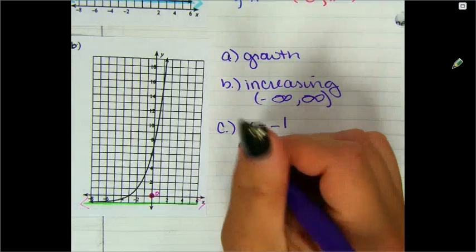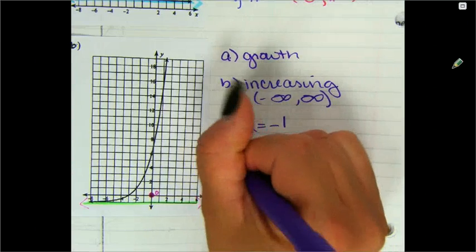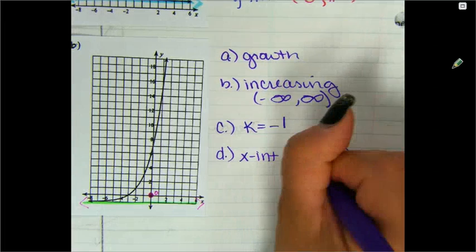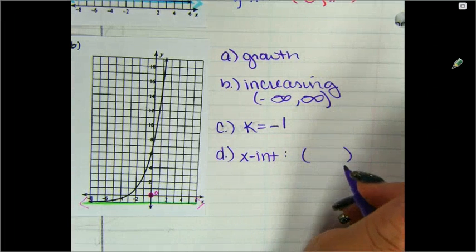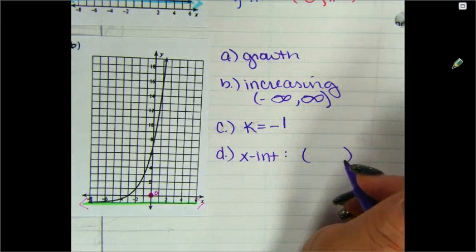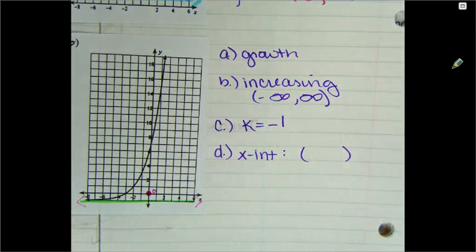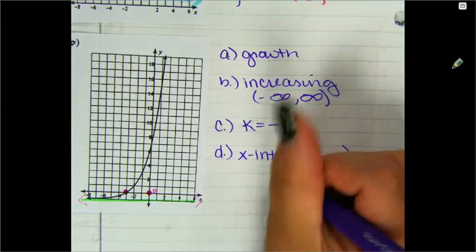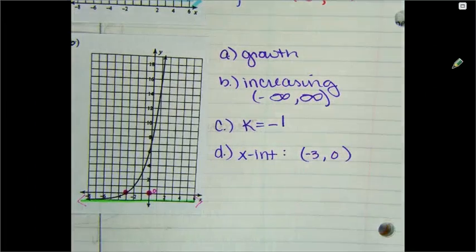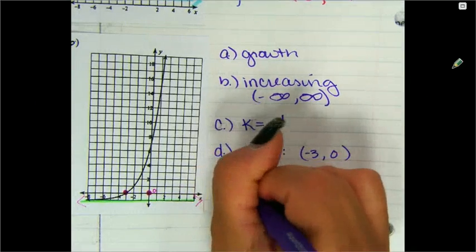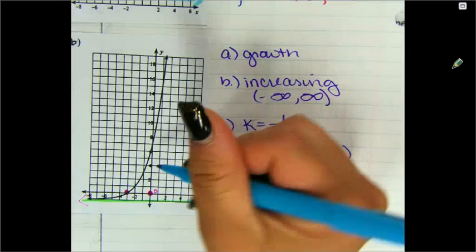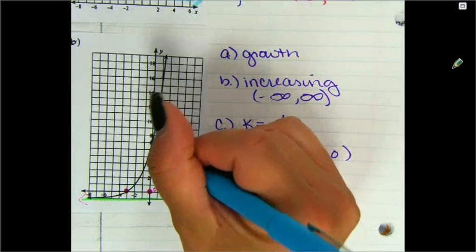All right, next is x-intercept. Is there an x-intercept this time? Yes, there is. Where is that x-intercept located? Negative 3, comma, 0. It's right there. Let's be careful when we write it, guys. Negative 3, comma, 0. Make sure you write it in the right order. Letter E is y-intercept. The y-intercept is located at 0, comma 7. It's right there.